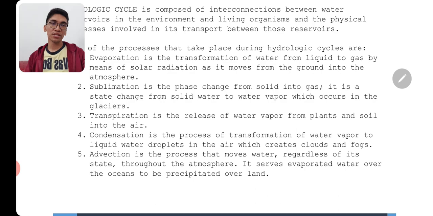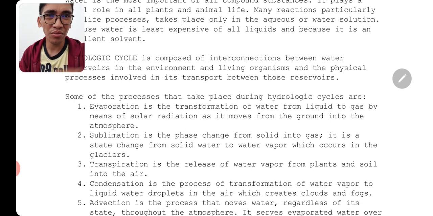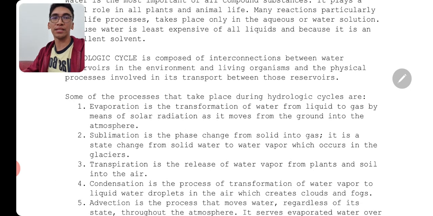So, as one generation will give life to another generation, life will be passed on from one age to another lineage. Okay. So, basically, hydrologic cycle is the movement of water from one place to another.